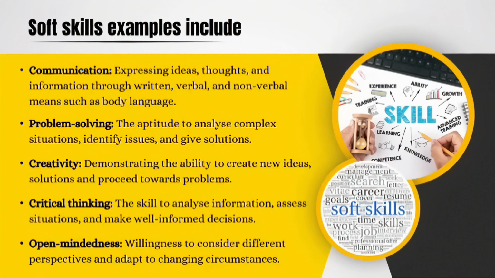The second soft skill example can be problem solving. The aptitude to analyze complex situations, identify issues and give solutions is problem solving skill. Then the third is creativity, demonstrating the ability to create new ideas, giving solutions and proceeding towards the problem is called creativity. Now you must have heard about the word thinking, but here we are talking about critical thinking. Critical thinking is the skill to analyze information, assess the situation and then make a well-informed decision. This is called critical thinking.